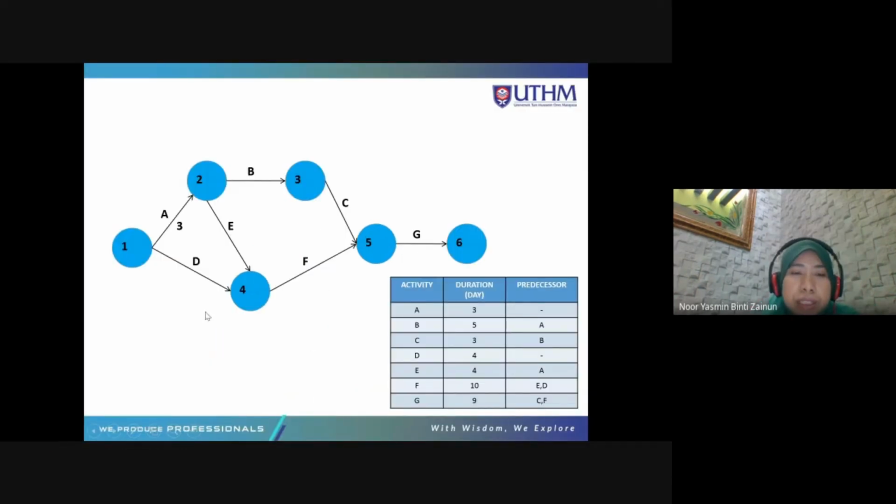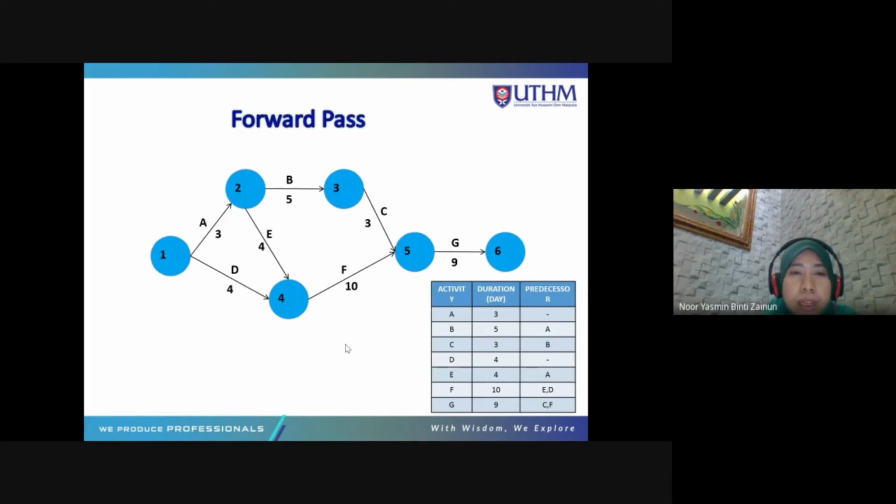And then the duration. A, the duration is 3 days. B, the duration is 5 days. C, the duration is 3 days. D, the duration is 4 days. E, the duration is 4 days. F, 10 days. And G, 9 days. After that, we need to calculate the forward pass.